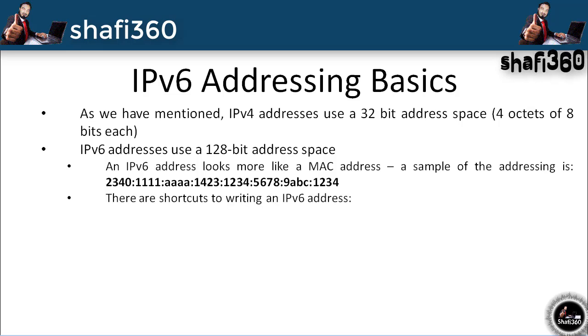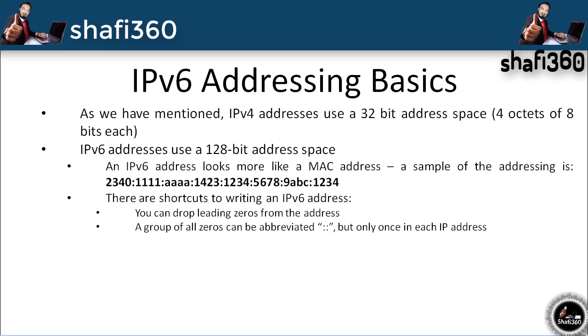Well, there are some shortcuts to writing an IPv6 address. Number 1, you can drop any leading zeros from the address. My sample address doesn't have any leading zeros, but if there were leading zeros, you could just drop them entirely because all you're really interested in are the most significant bits towards the right of the IP address. A group of all zeros can be abbreviated with a double colon, but only once in each IP address.